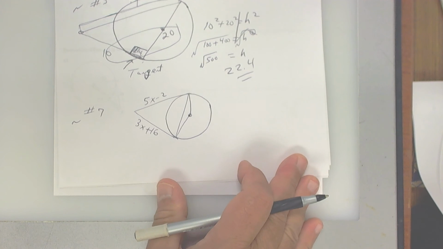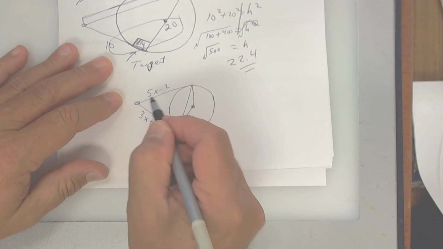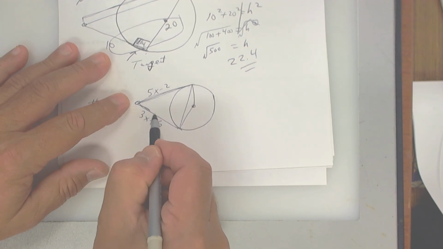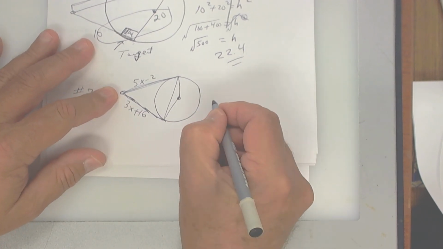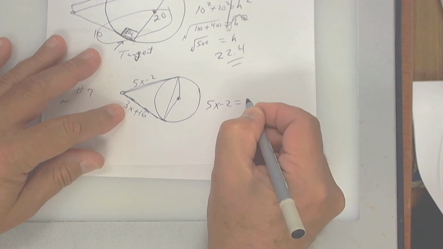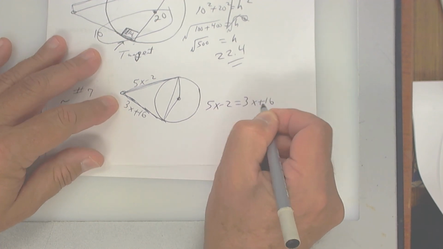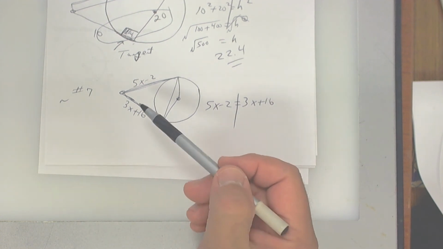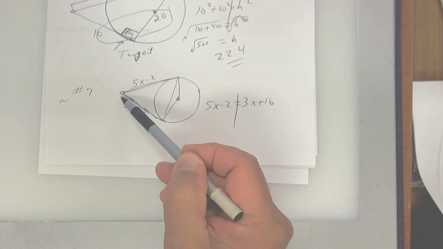Okay? This one right here is a point outside the circle, and these are tangents. And tangents from the same point are equal. So you're going to put 5x minus 2 is equal to 3x plus 16. Now, can you solve it? I'm going to say it again. Tangents from the same point are equal.